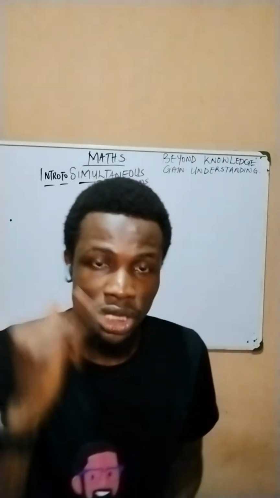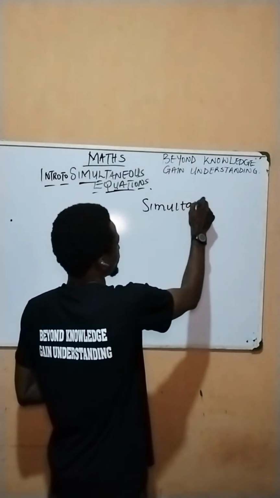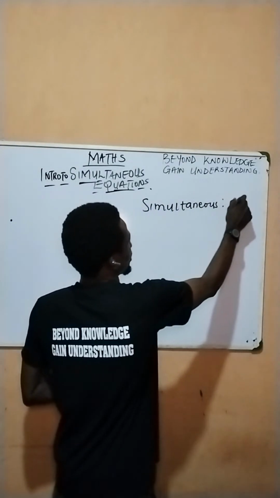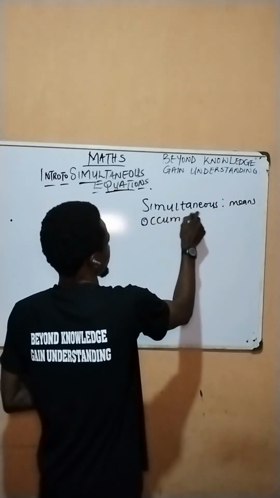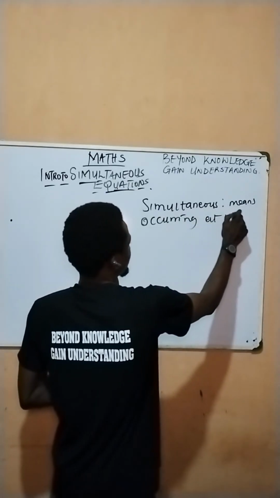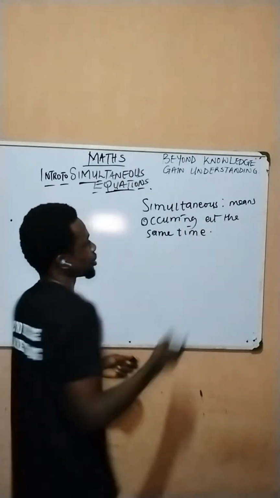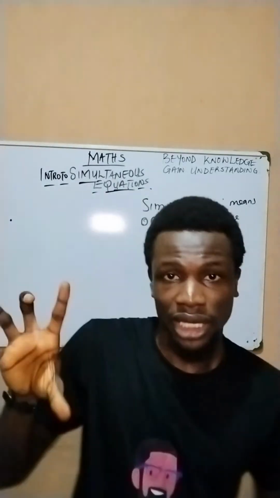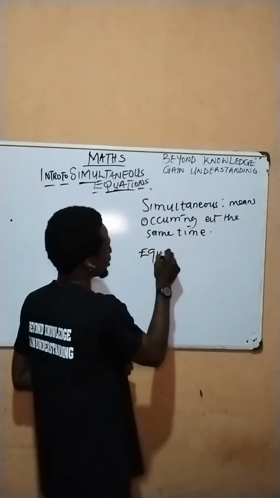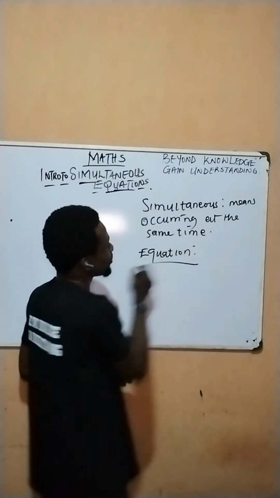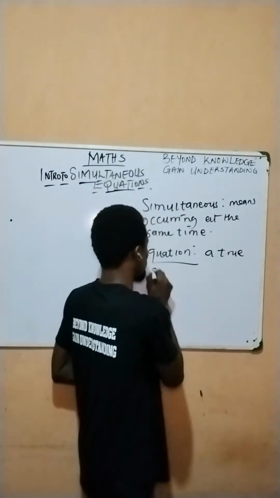First, simultaneous. Something simultaneous means occurring at the same time. So that's the simultaneous aspect of simultaneous equation. And then the equation aspect: in math, when you talk about an equation, you're talking about a true statement.